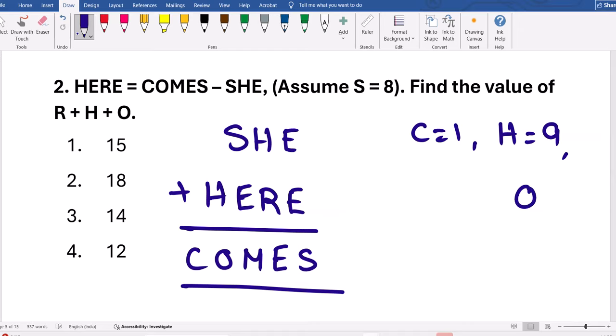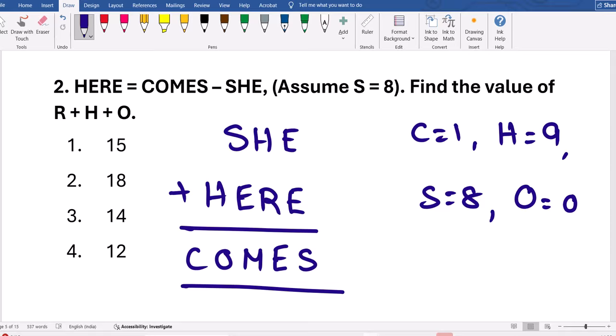O must be 0. S is already given as 8. In the question itself, S is given as 8. It's almost similar to EAT plus THAT equal to APPLE. In fact, even if they don't give it, we can easily obtain that. E plus E, there it should give S. It's similar to EAT plus THAT equal to APPLE. How you got C value 1, how you got H value 9, how O value is 0, you have to think about that, a very important point.